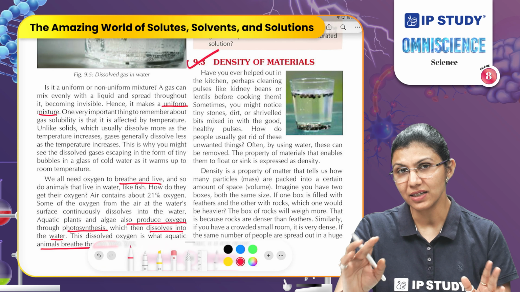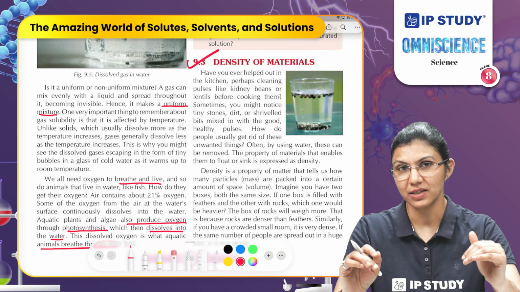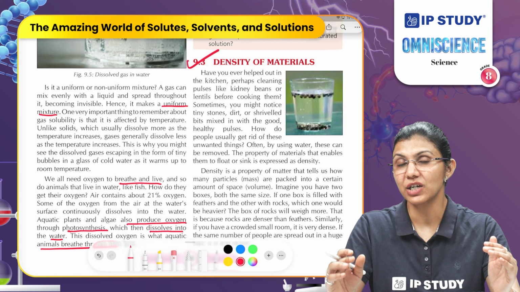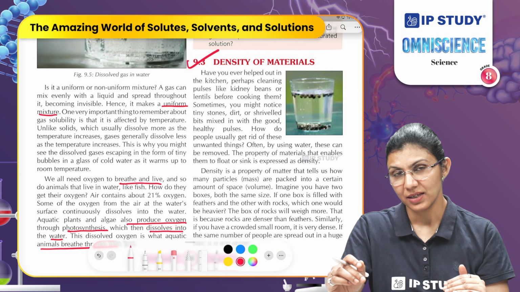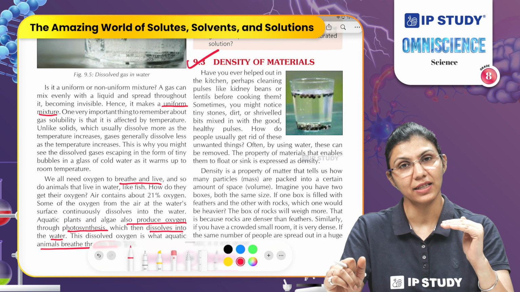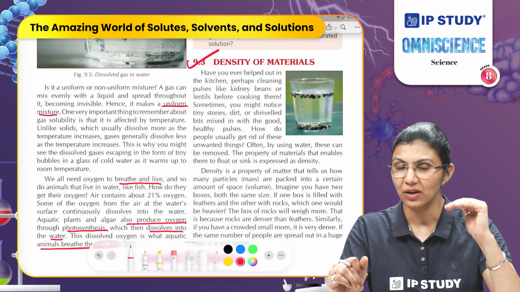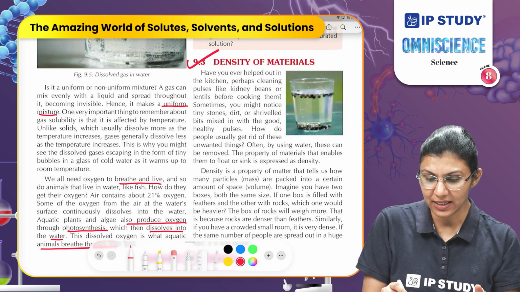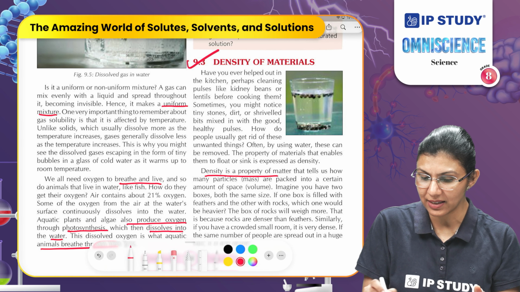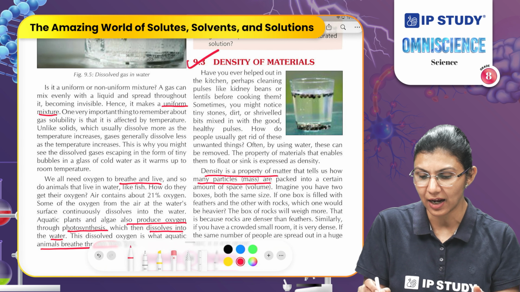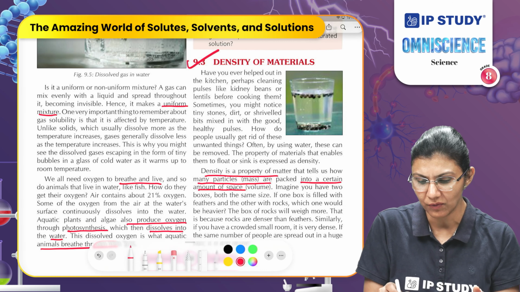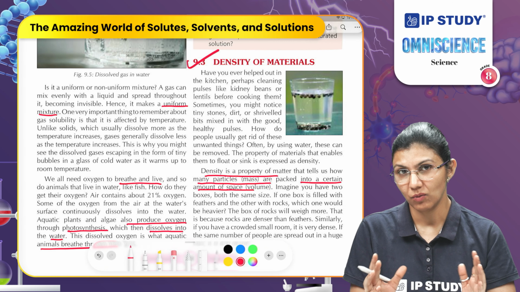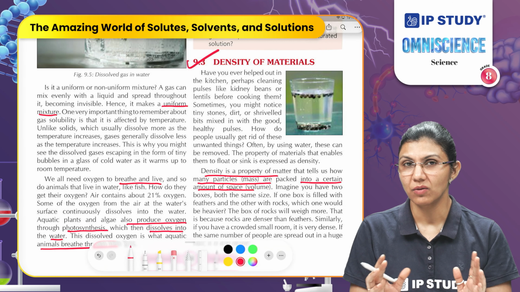So what is the difference here among these substances? The substances which are denser settle at the bottom of the water, and the substances which are lighter float on the surface of the water. So density is a property of matter that tells us how many particles are packed in a certain amount of available space, or volume.